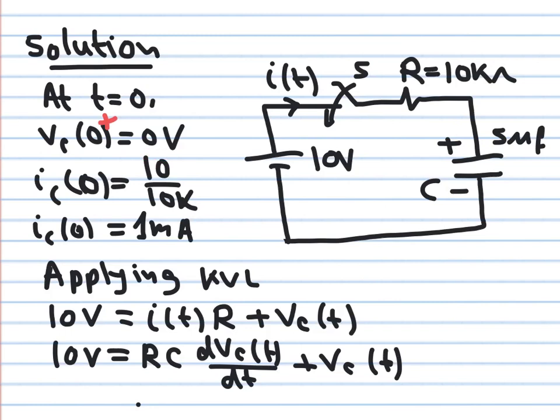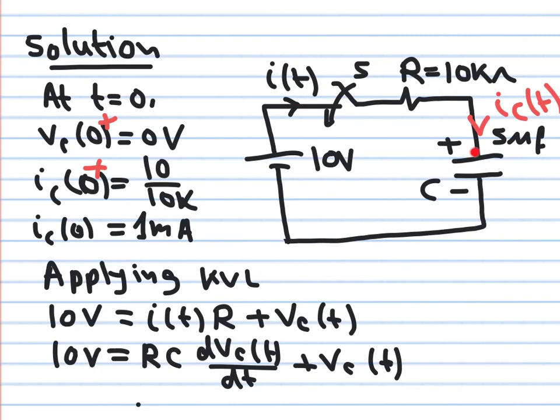And I'm gonna write this one as IC of 0 plus. Immediately after you close the switch, the current flowing in the circuit, which is I of t, is exactly the same as IC of t, because we agreed that the capacitor current is always flowing from the positive terminal to the negative terminal. So I of t is equal to IC of t, and this will be equal initially to 10 volts divided by 10K. Remember, there is zero drop here.